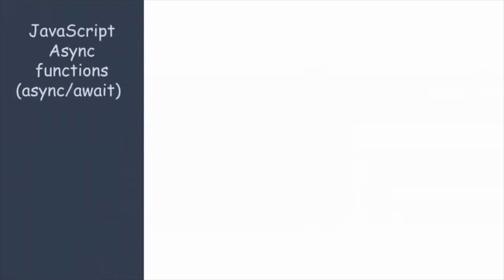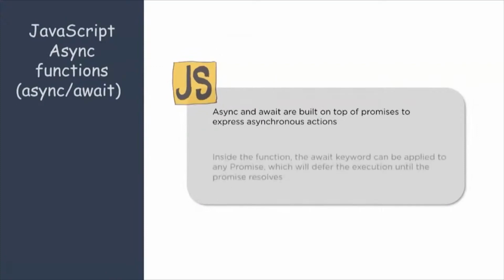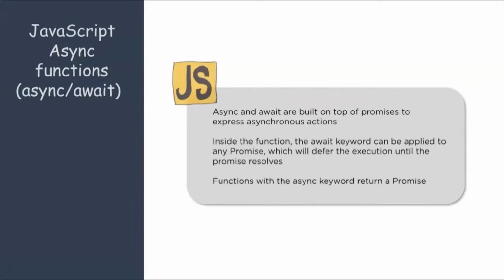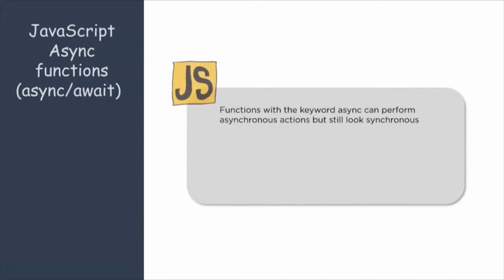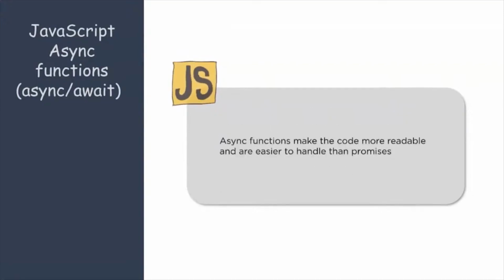What are JavaScript async functions, that is async and await? Now, async and await are built on promises. The function is accompanied by the keyword async, indicating that it returns a promise. Within this function, the await keyword is applied to the promise that is being returned. And the await keyword ensures that the function waits for the promise to resolve. On the surface, the execution looks synchronous while it's actually asynchronous. At the place of usage of the await keyword, the execution of the function is practically blocked. Async functions make the code more readable and easier to handle when compared to promises.